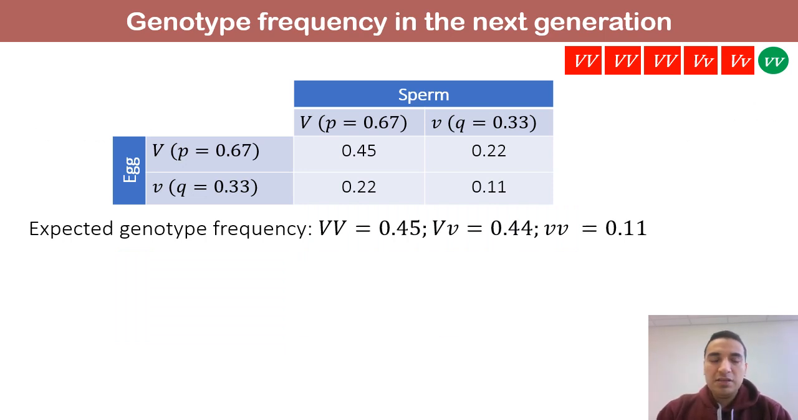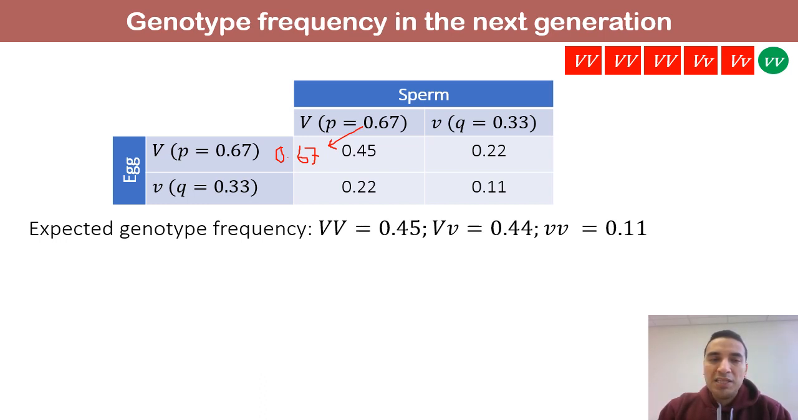Now, if we add the frequencies there for big V, that's the frequency, P equals 0.67. For little v, it is 0.33, and the same thing up at the top. So what can you do? If you multiply 0.67 and that 0.67, what do we get? We get 0.45.